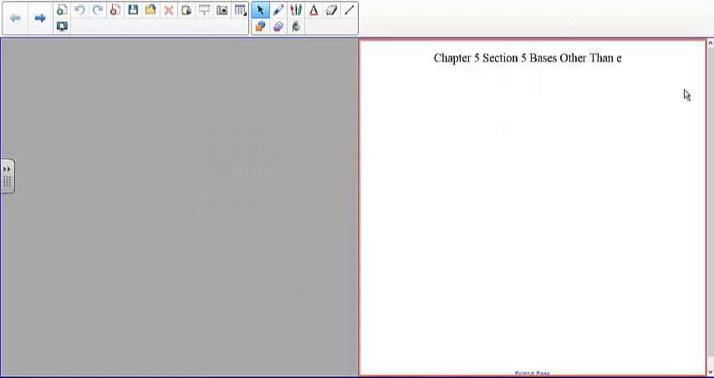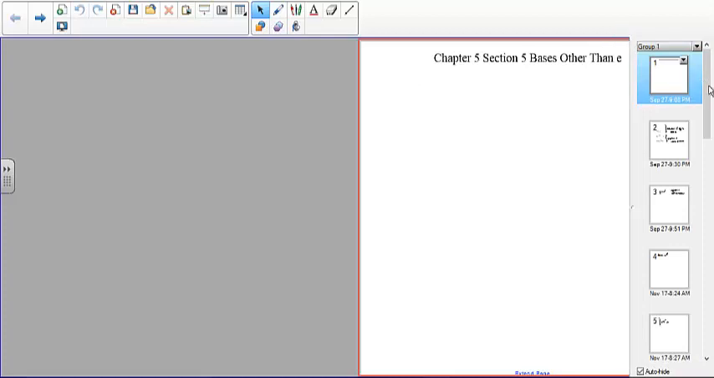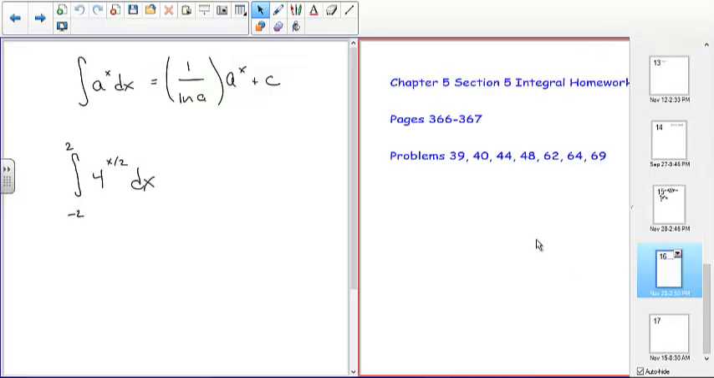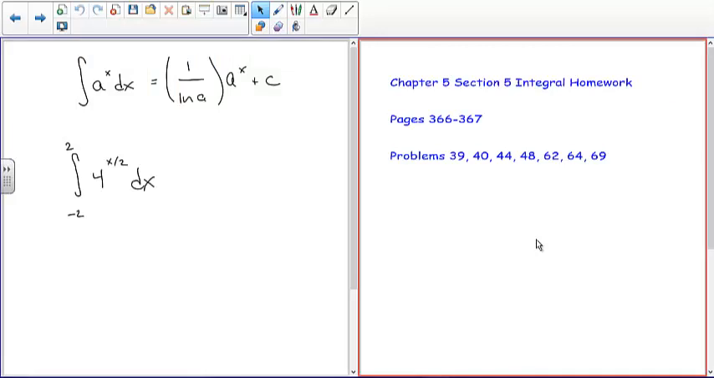Section 5.5 is bases other than e, so I'll just give you some homework problems to do with that. It's not that many. It's basically just like dealing with natural logarithms and natural exponentials, except you've got to have that extra 1 over the natural log of the base, either to divide or multiply by.